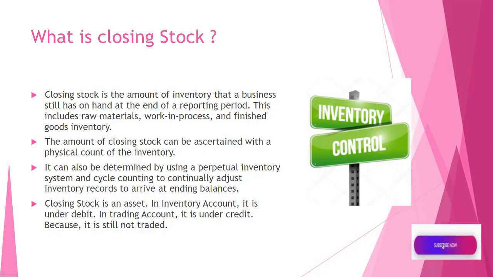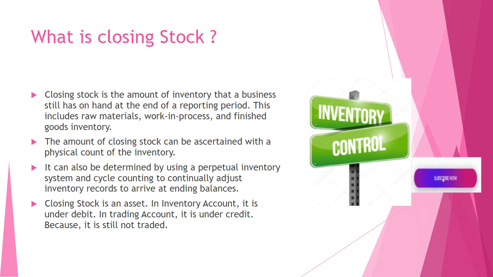What is closing stock? Closing stock is the amount of inventory that a business still has on hand at the end of the reporting period. This includes raw materials, work in process, and finished goods inventory. The amount of closing stock can be ascertained with a physical count of the inventory. It can also be determined by using a perpetual inventory system and cycle counting to continually adjust inventory records to arrive at ending balances. Closing stock is an asset.